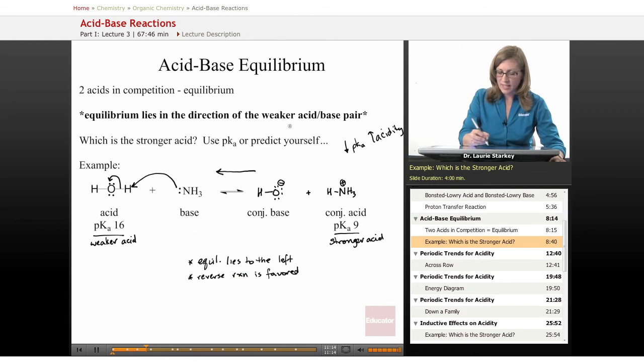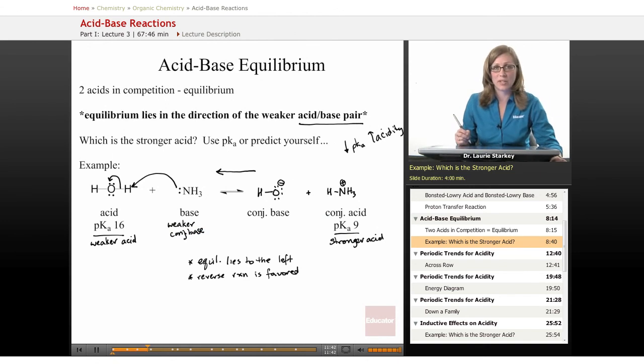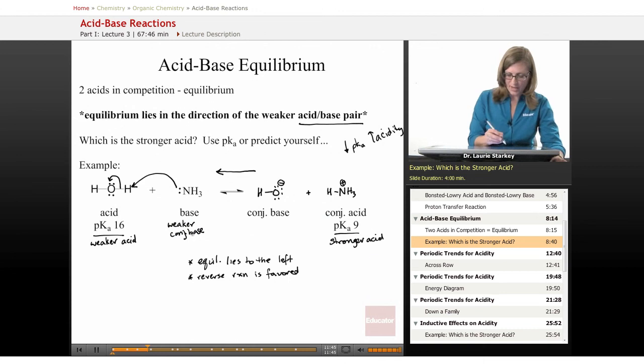Now, we said that it's going to be the weaker acid-base pair, and it turns out that once you've identified who the stronger acid is, that's also going to tell you something about the conjugate bases. Okay, if ammonium has a pKa of 9, this is the stronger acid, its conjugate base is going to be the weaker conjugate base. Because an acid and its conjugate base also have an inverse relationship. A stronger acid has a weaker conjugate base. The weaker acid, water, has the stronger conjugate base.